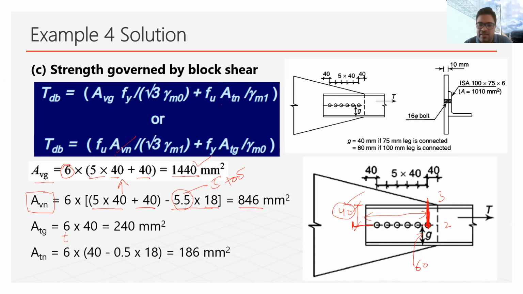Similarly, now we will find out the ATN. ATN is again the same area, but we will now deduct the half hole dia, which means 6 into 40 minus half number of hole multiplied by the dia of hole. As you can see, this is passing like this and like this. So we are considering only this part, not this part. So this is how we have taken 0.5 multiplied by 18. So this is how we calculate the value of ATN. Once we get all these 4 values, we will simply put them in these 2 formulas, and then we will find out the TDB1 and TDB2.